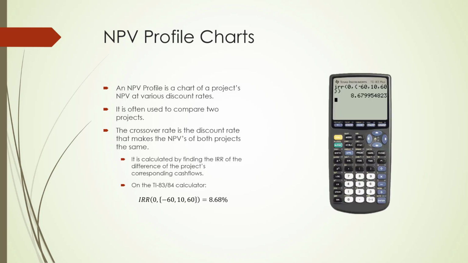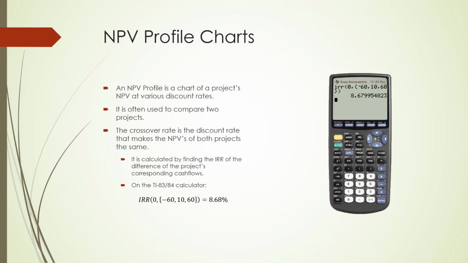Now, we haven't talked about the IRR yet. We'll get to that in just a second, but you can come back and look at this. To calculate that crossover rate, all you do is find the internal rate of return of the difference between the cash flows. In this case, they both cost 100. So in year 0, 100 minus 100 is 0. In year 1, if we take franchise L minus franchise S, we have 10 minus 70, which gives us negative 60.